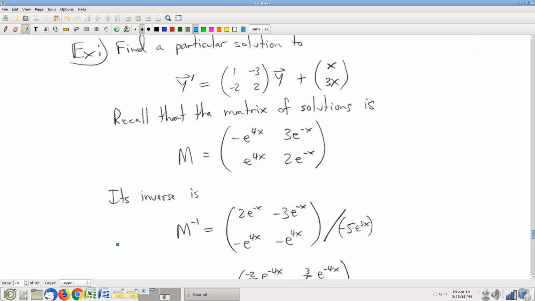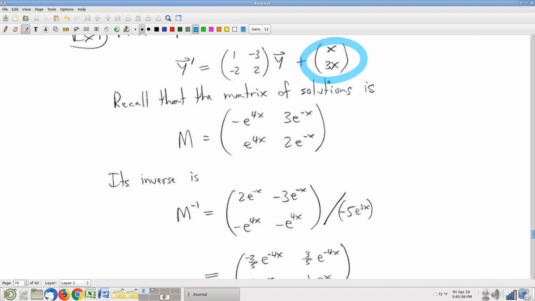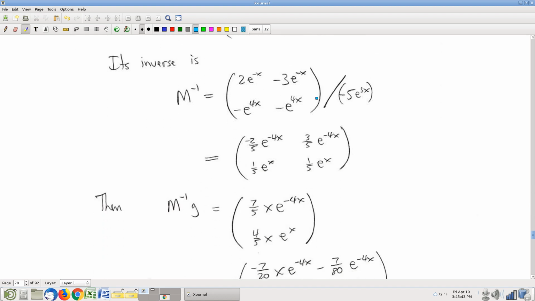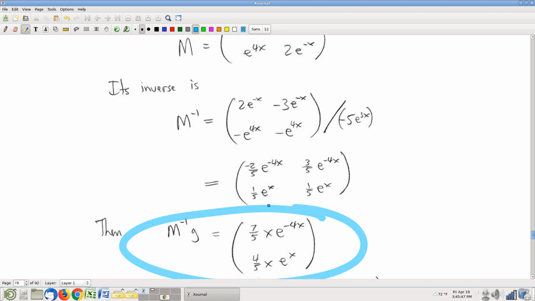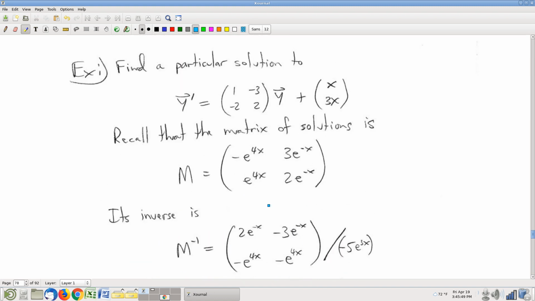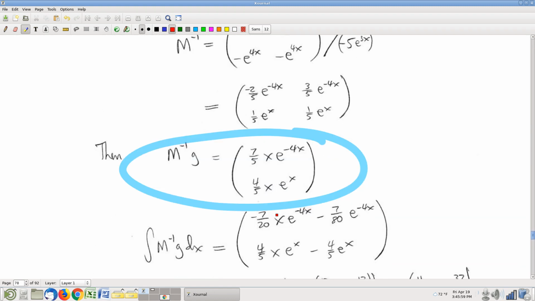Okay, so we inverted. Now we got to multiply by G. Here's our G. We got to multiply that times M inverse. That gives you this. What do we do with M inverse G? Well, M inverse G, we have to take an antiderivative of.